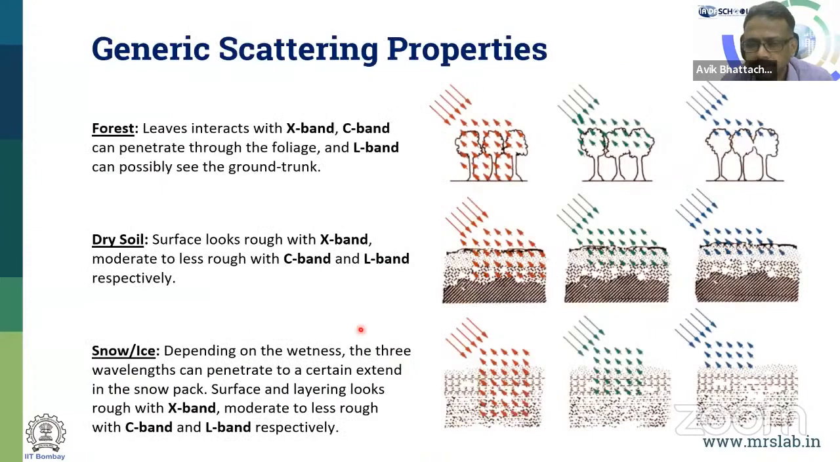From a generic point of view, we see scattering from different wavelength bands for forest, for dry soil, for snow and so on. So you can see from where the scattering takes place. It is either from the canopy, or from somewhere in between, or we are able to penetrate and look in from the ground and so on. So this is where the scattering phase centers belong. This gives you information of from where the backscatter comes in the form of generic scattering properties of different targets.